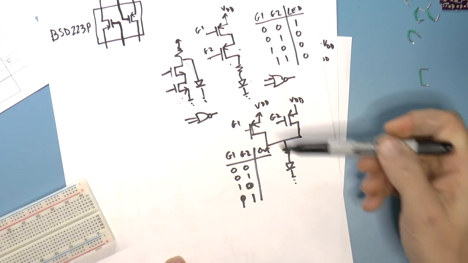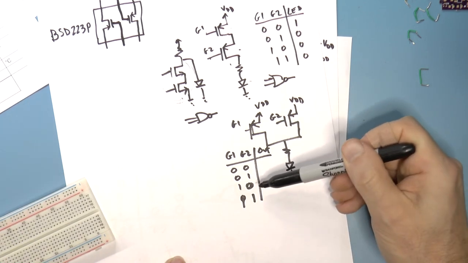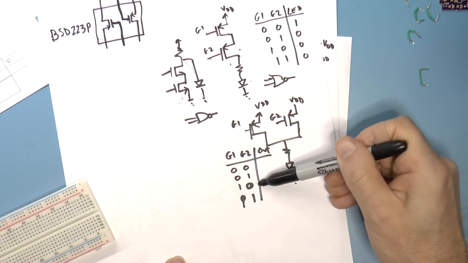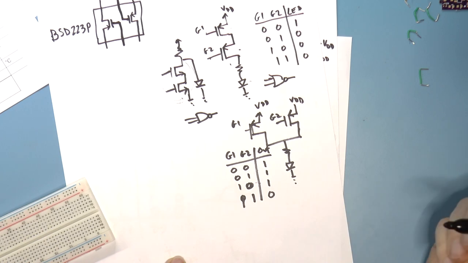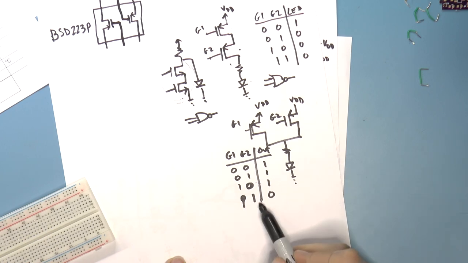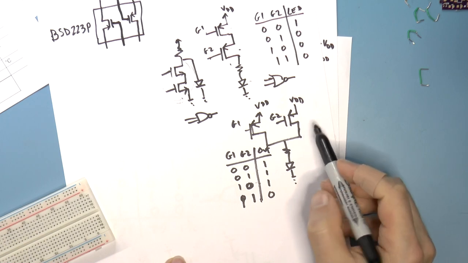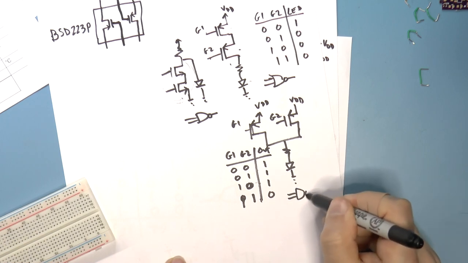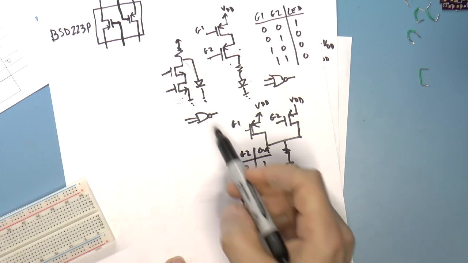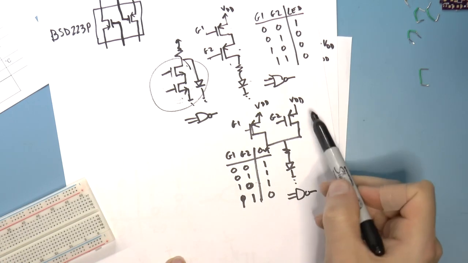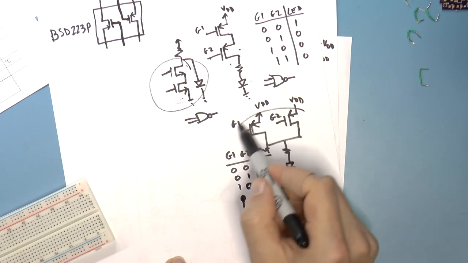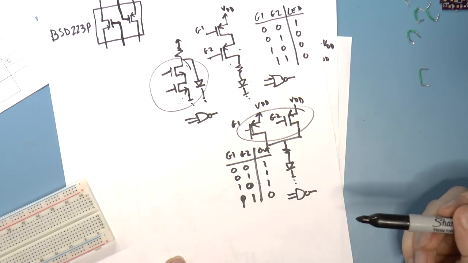0 0 0 1, 1 0 1 1. So if any one of the gates is grounded, that means that any one of the transistors is on, right? And that means that this is the only condition where the LED is going to be off, is when both transistors are off, and that's, of course, an AND gate. So you can see that series NMOS transistors, when you go to PMOS, become parallel PMOS transistors.